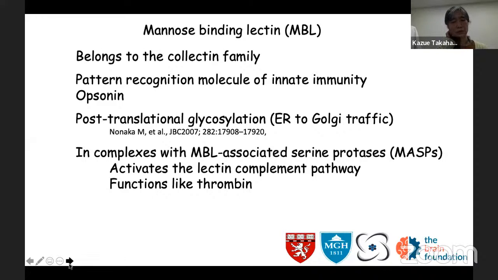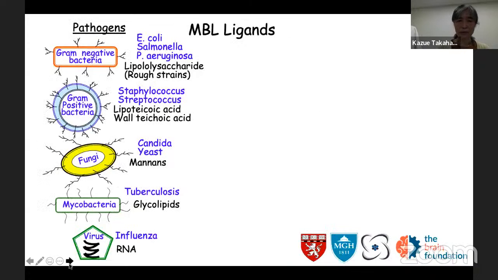And also in cells, it serves in post-translational glycosylation, located at the border of the ER and Golgi, which was actually shown by another research group. And also MBL in complex with MASPs, MBL-associated serine proteases, activates the lectin complement pathway and also functions like thrombin.